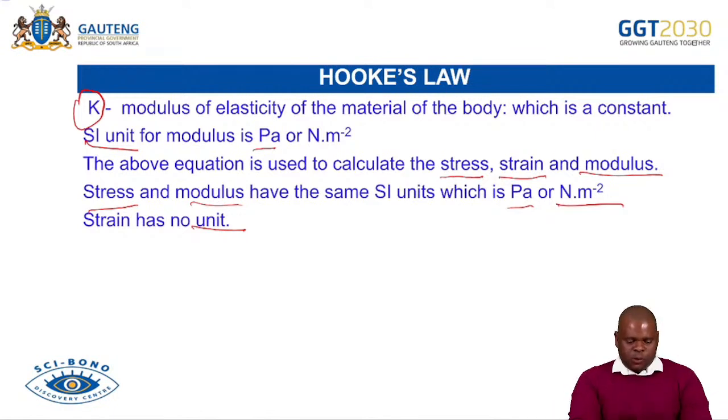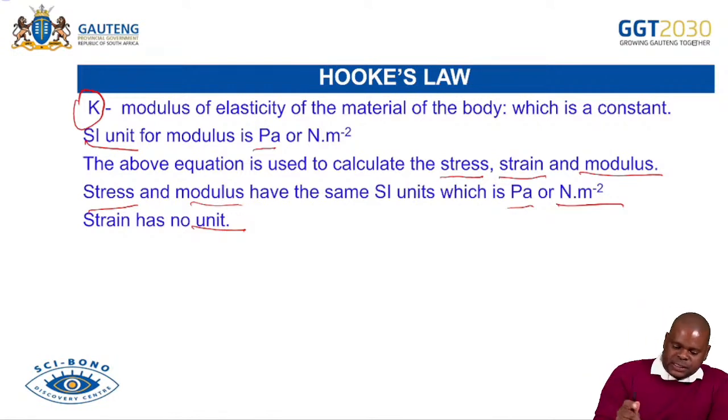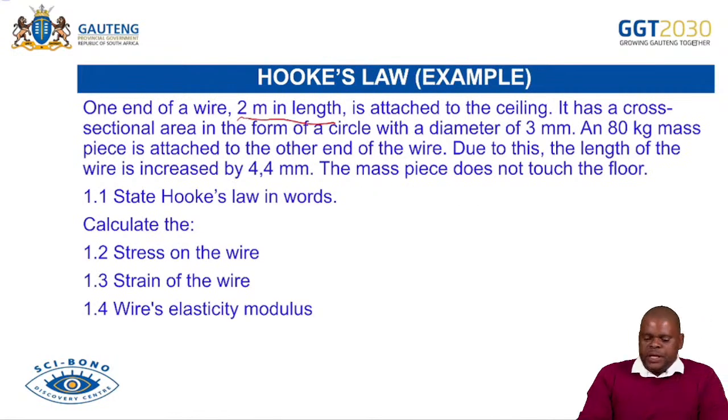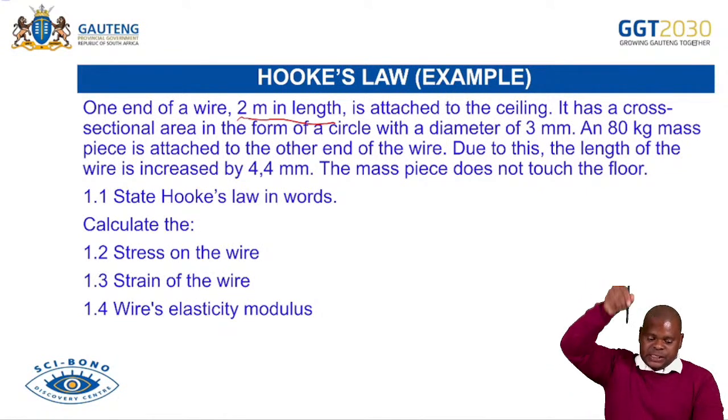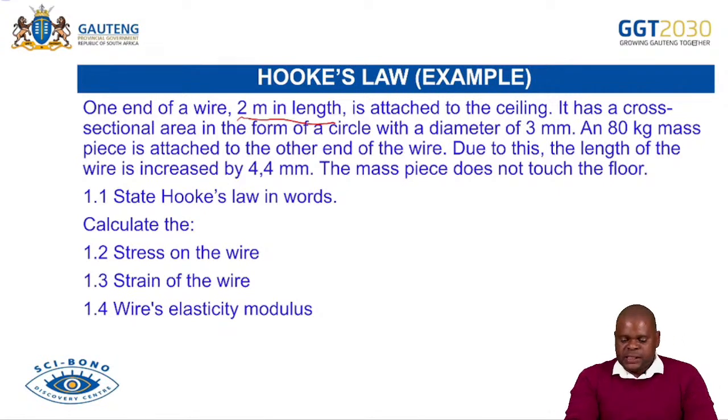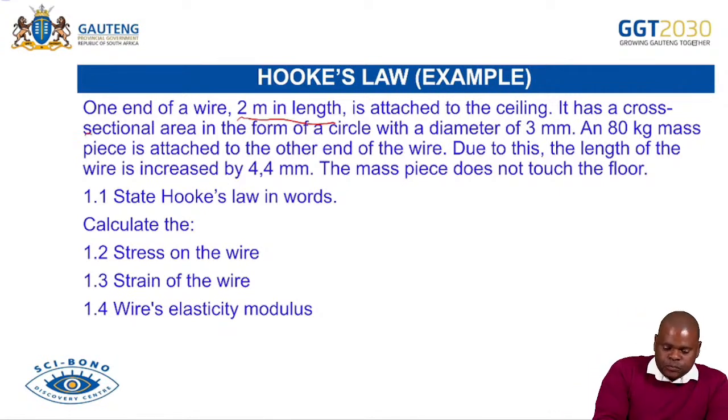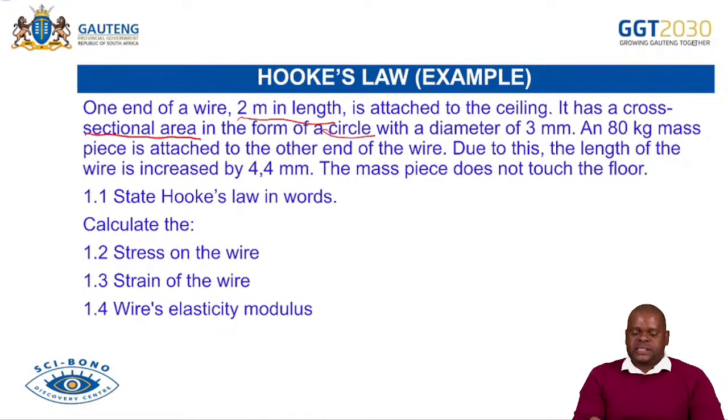Hooke's law example. Let's look at this example. It says one end of a wire, which is 2 meters in length, is attached to the ceiling, which means it is hanging. It has a cross-section area in the form of a circle with a diameter of 3 millimeters. An 80 kilogram mass piece is attached to the other end of the wire.